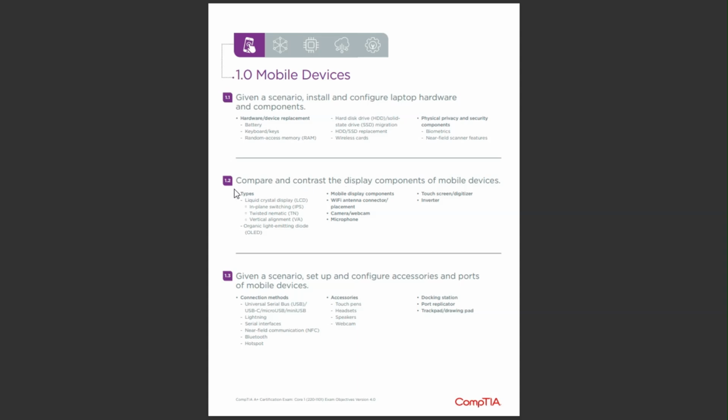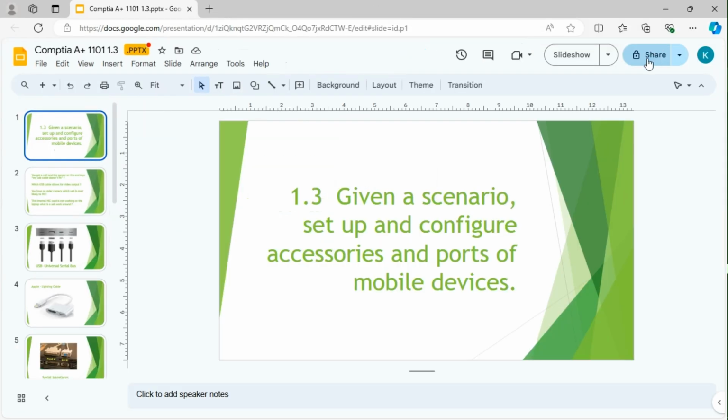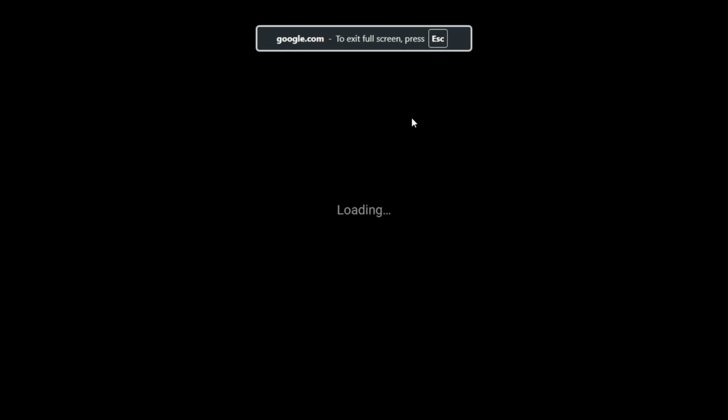But nonetheless, the previous video was 1.2. Today, we're going to focus on 1.3: given a scenario, set up and configure accessories and ports of mobile devices. We're going to talk about connection methods and accessories. We'll talk about some docking stations, port replicators, trackpads/drawing pads, so on and so forth. Let's get into our presentation with our slideshow.